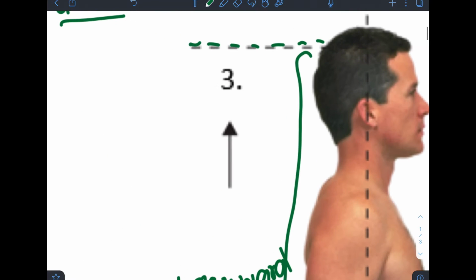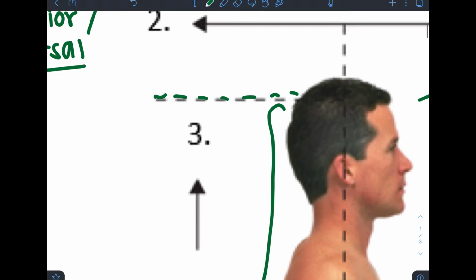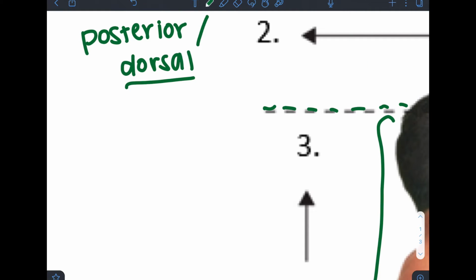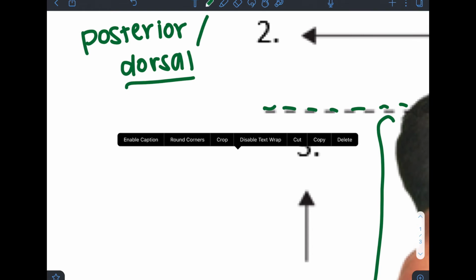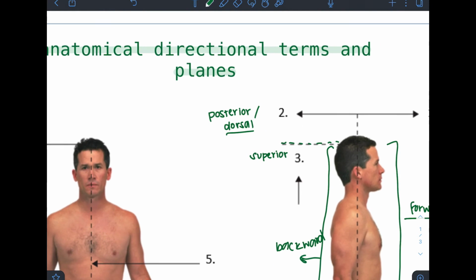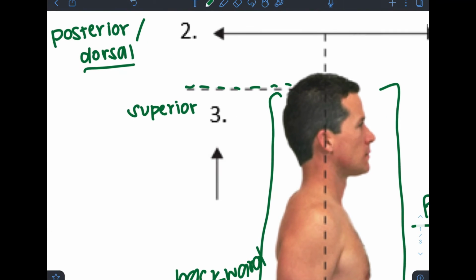As you can see, term 3 is pointing towards the top of our head. So term 3 is going to have something to do with being higher up on our bodies, which means that in anatomical terms, term number 3 is superior. I'm just figuring out where to write the terms. So term number 3 is going to be superior. And as I mentioned, this is going to be towards the top of our body, so meaning towards the head.